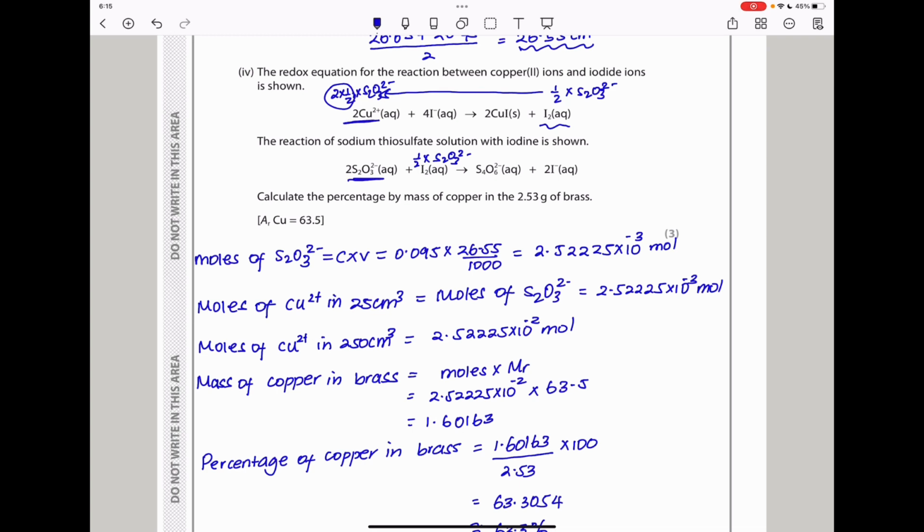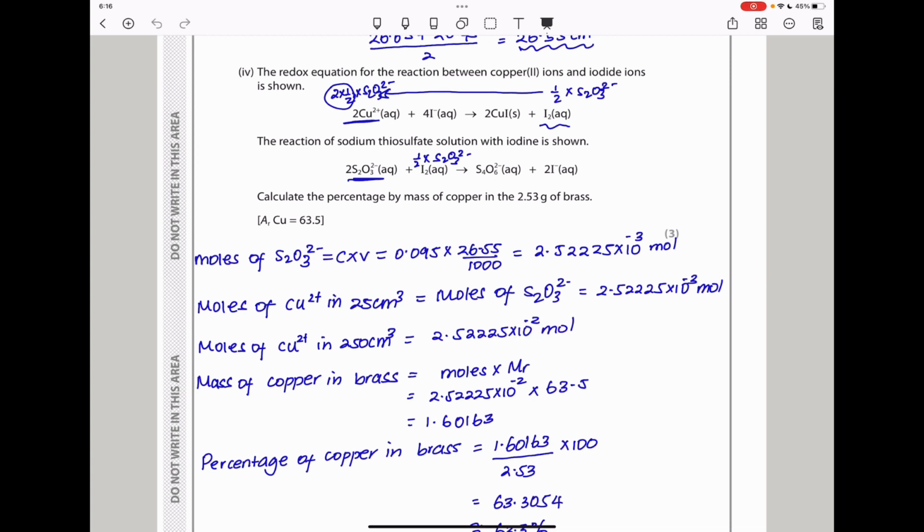I skipped some of those steps because when unnecessary, I just went straight to moles of copper in the 25 centimeters cubed, because that is the volume that was used in the conical flask. So the moles of thiosulfate here are equal to the number of moles of copper in the 25 centimeters cubed. Since I know that, I can find the number of moles of copper in the 250. This is in 25, multiply it by 10 to get the number of moles in the 250.